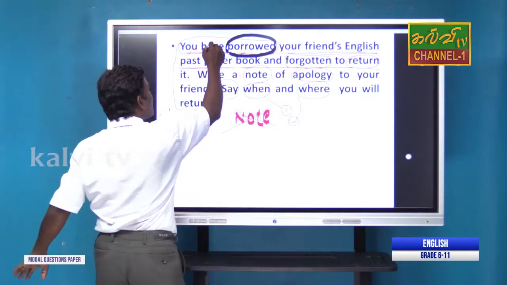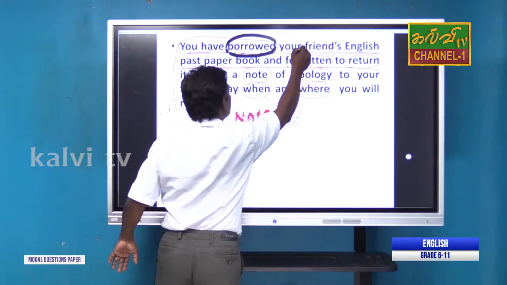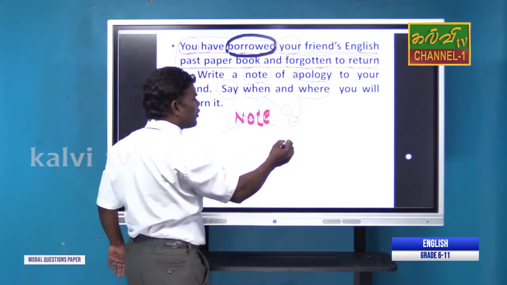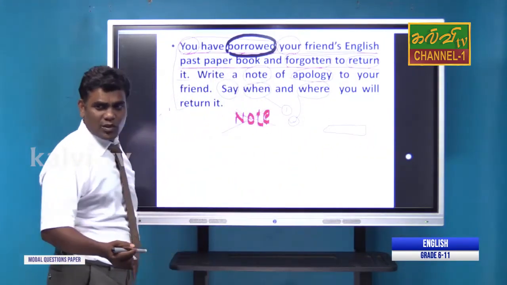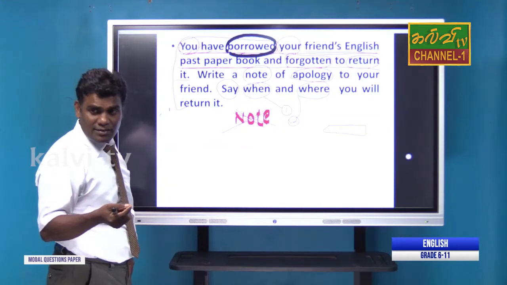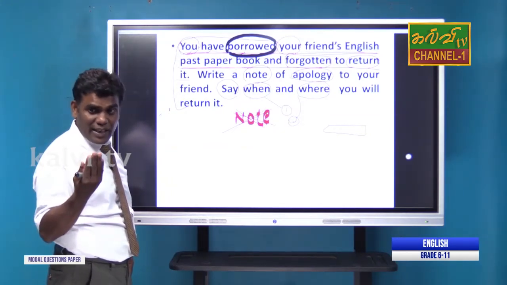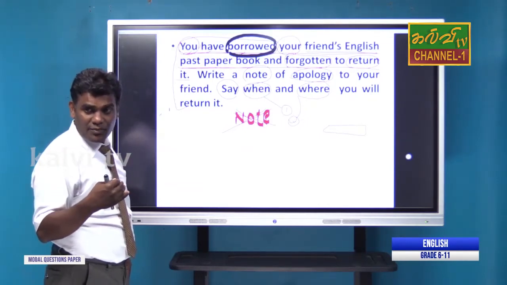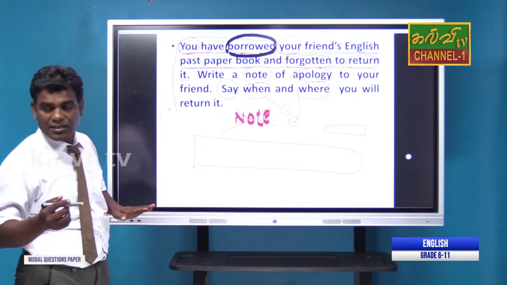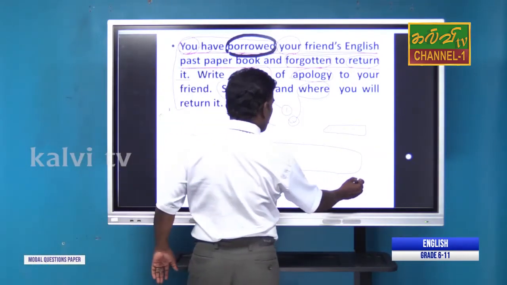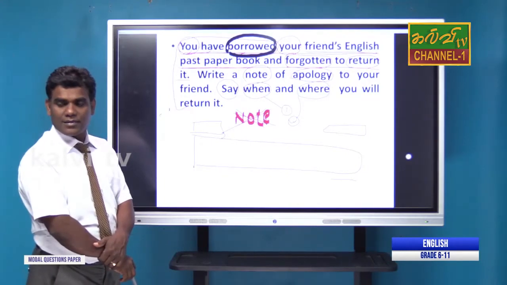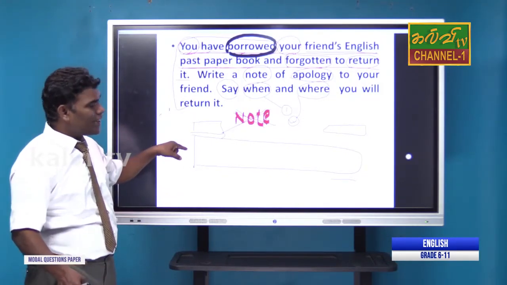So dear student, now you see, what will you do here? You have borrowed your friend's English past paper books. When you write your sentence, if you want, you can put the date also. When he reads your note, he should consider when it was written. So date is very necessary. I say for all the students, when you write, you can put the date and other necessary things. You can write here the body of the sentence, the facts, and you can write the name. Before that, you can put the name, only the name, and put a comma.